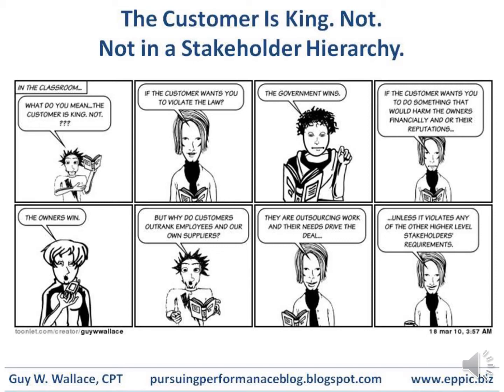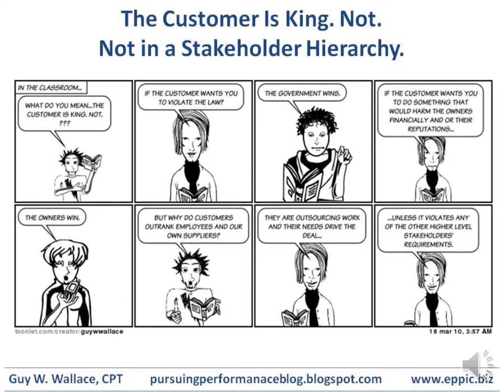So basically, as you notice, in the stakeholder hierarchy, the customer is not king. Let's see this comic. I like it. What do you mean, the customer is king? As here, no. Why? Because if the customer wants you to violate the law, would you violate the law? No. In this case, the government wins. The government is one of your stakeholders. So if the customer wants you to do something that would harm the owners financially and or their reputation, would you do it? No. So the owners win.